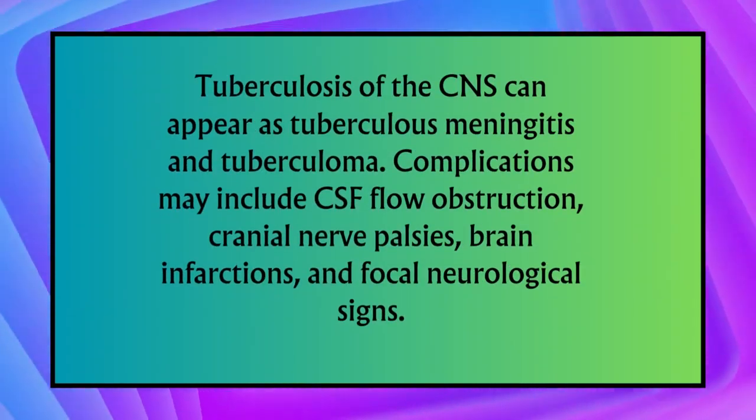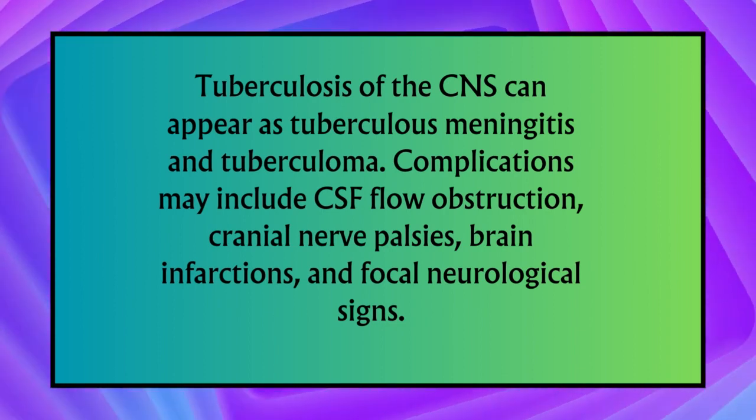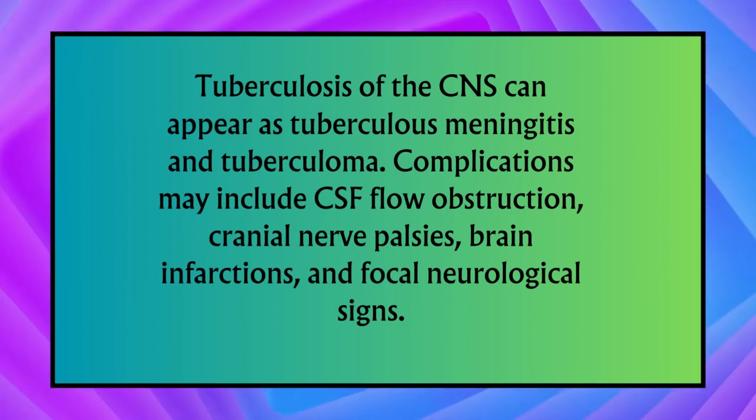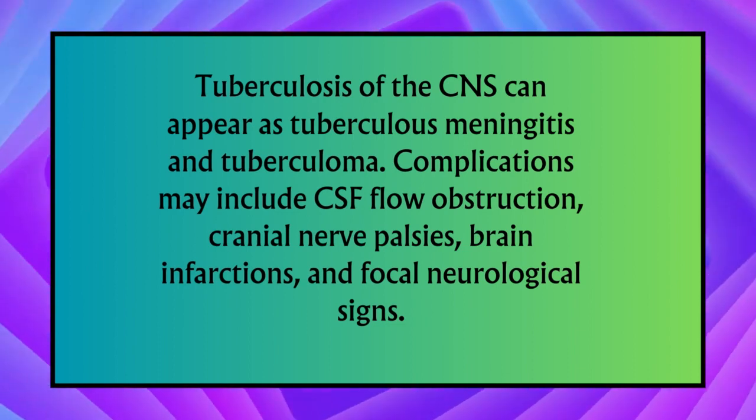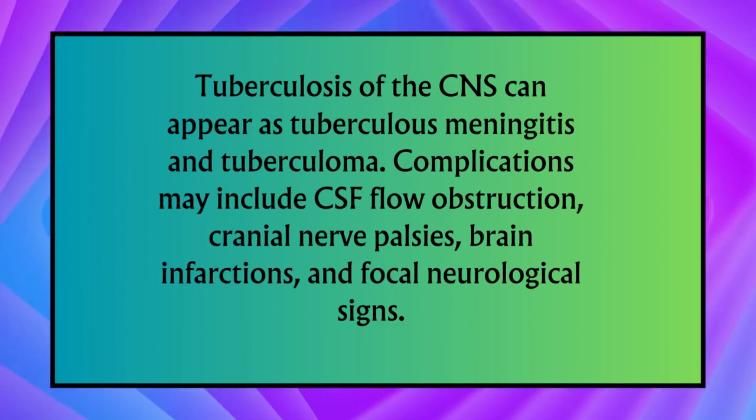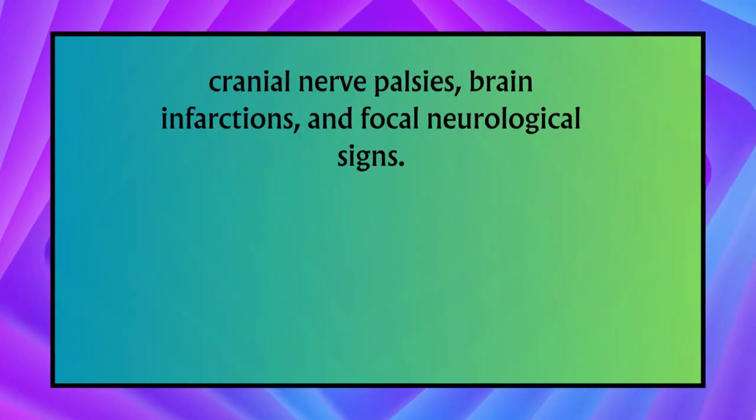22. Discuss the manifestations and complications of tuberculosis affecting the CNS. Tuberculosis of the CNS can appear as tuberculous meningitis and tuberculoma. Complications may include CSF flow obstruction, cranial nerve palsies, brain infarctions, and focal neurological signs.